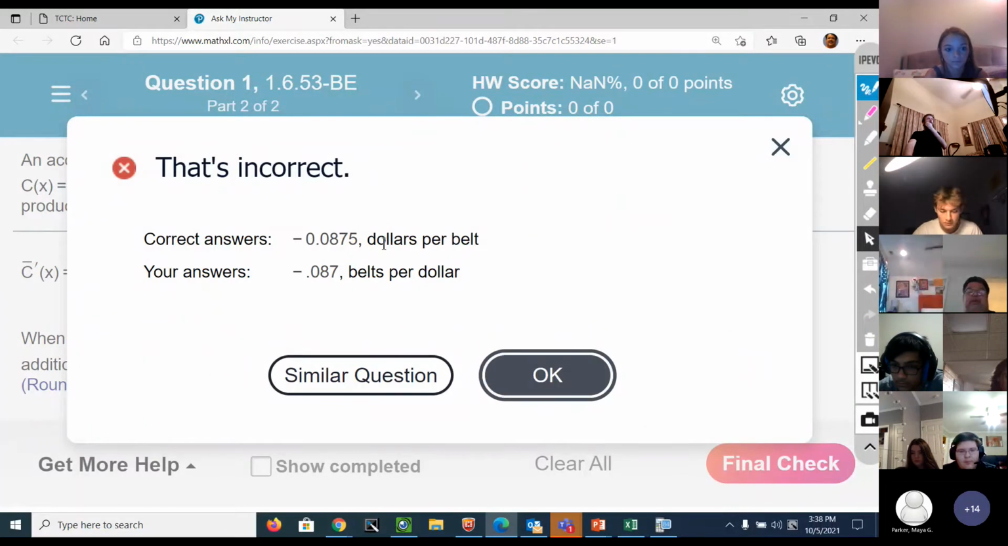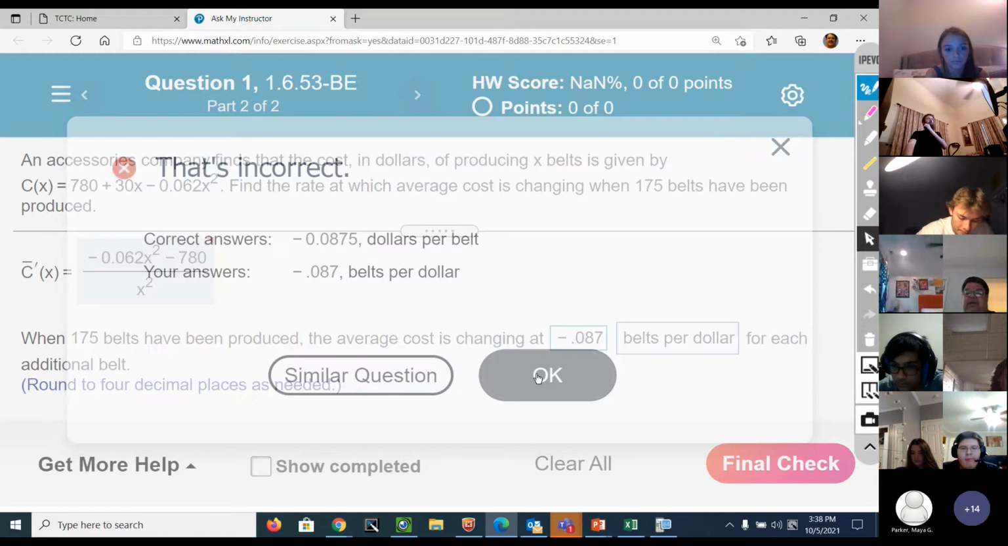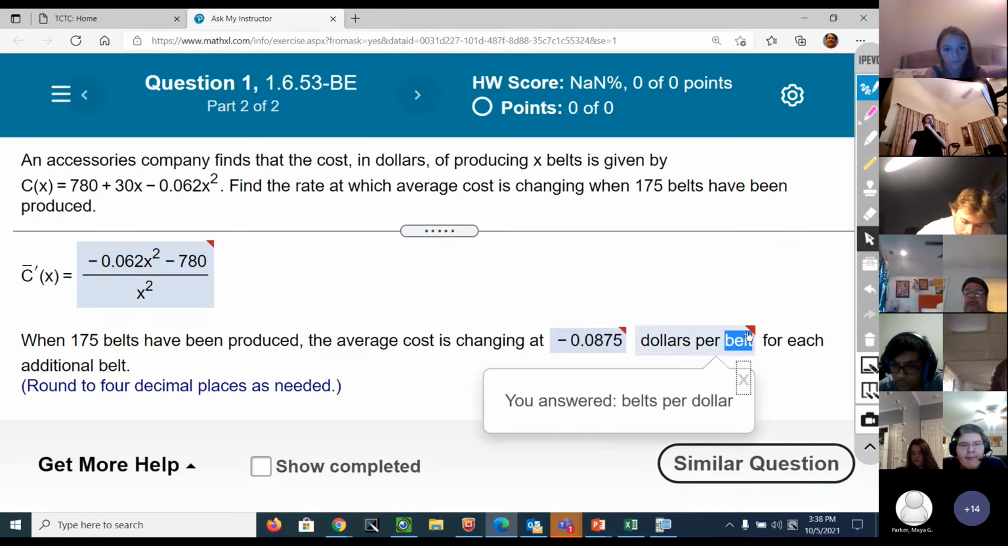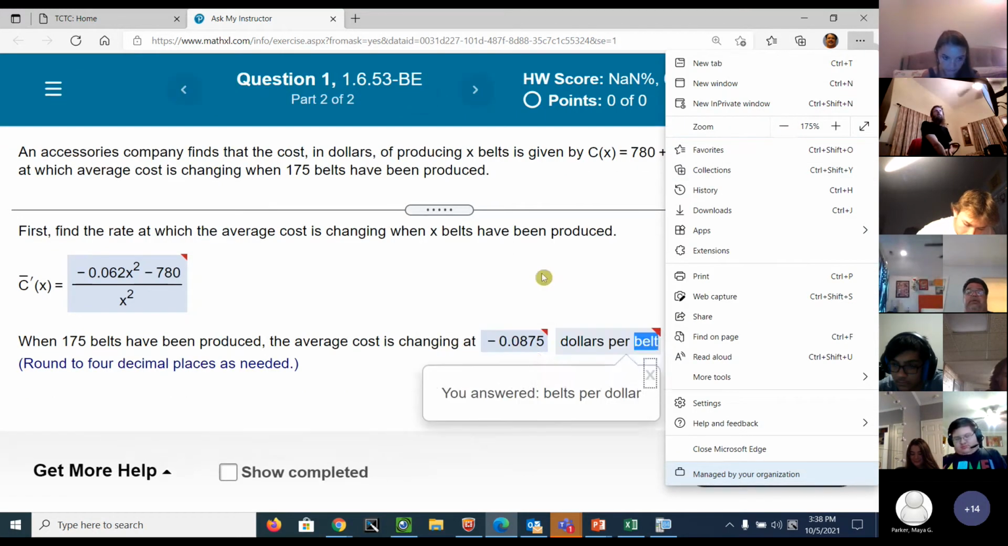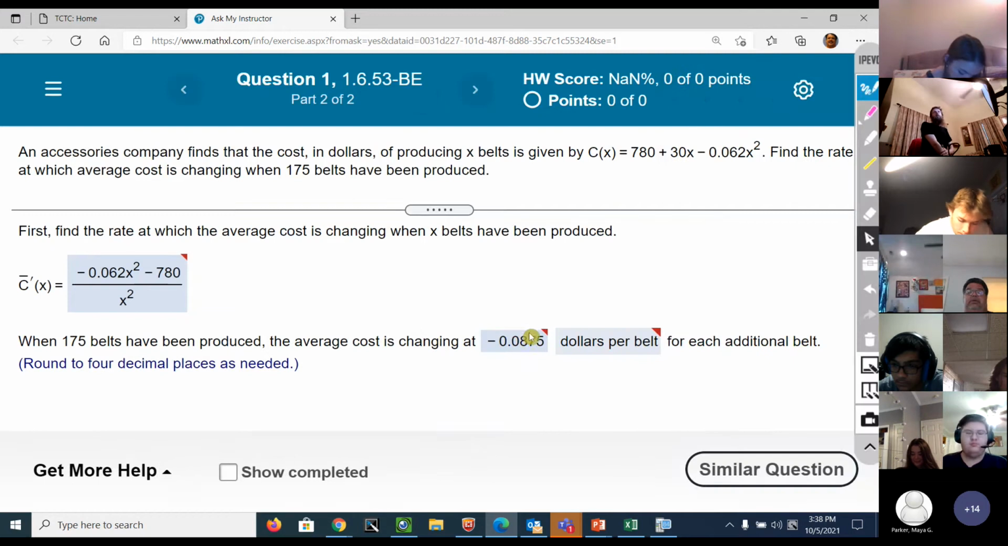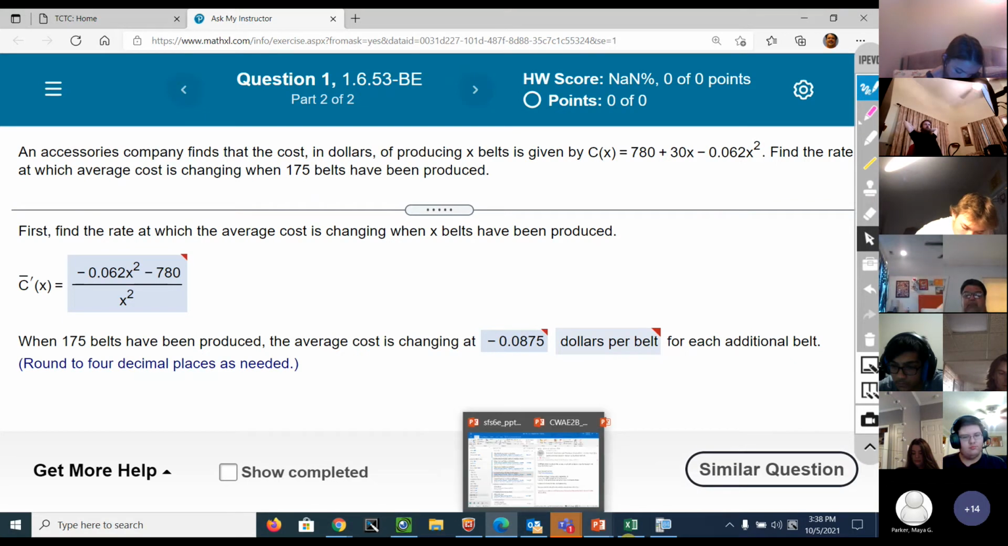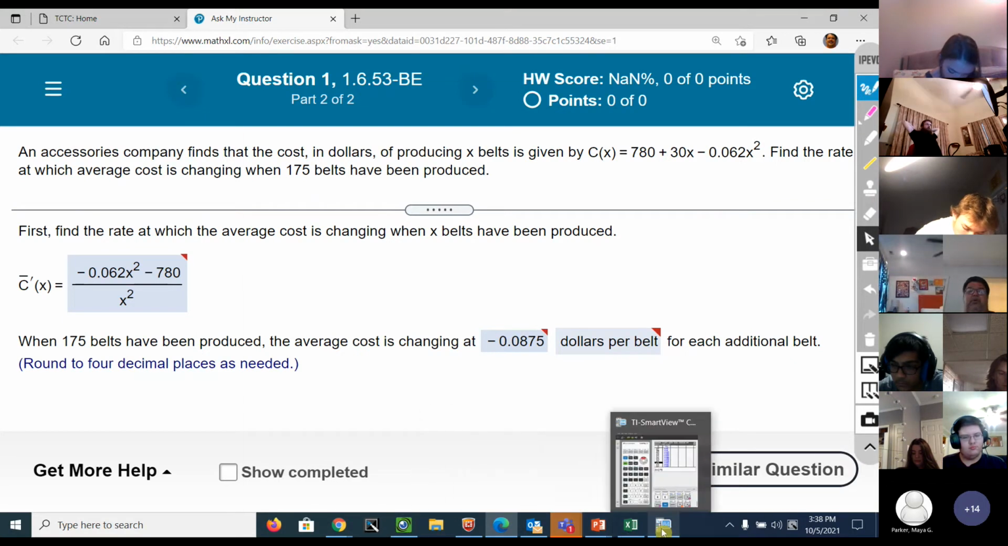Dollars per belt, okay. I'm sorry, I had it backwards. I didn't have dollars per belt. Maybe it's because I had this up so high. That's probably why I didn't see it. Okay, but anyway, that's the number right there I want. 0.0875.